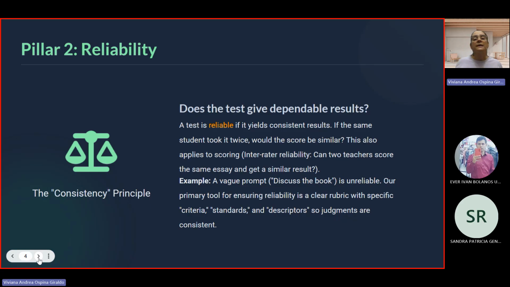So this assessment pillar, reliability, makes the test trustworthy, so that when we use this particular way to assess, we know for sure that we will get the result closest to the student's competence.